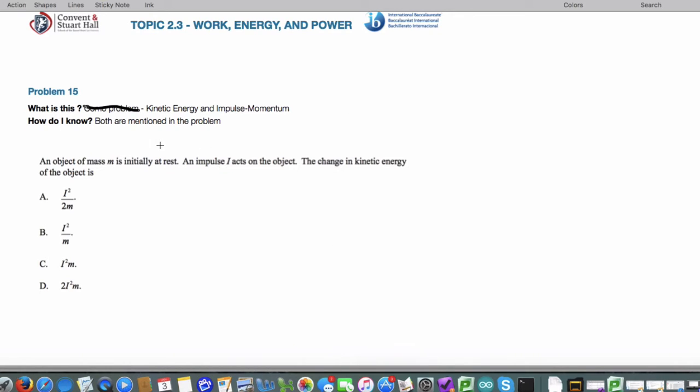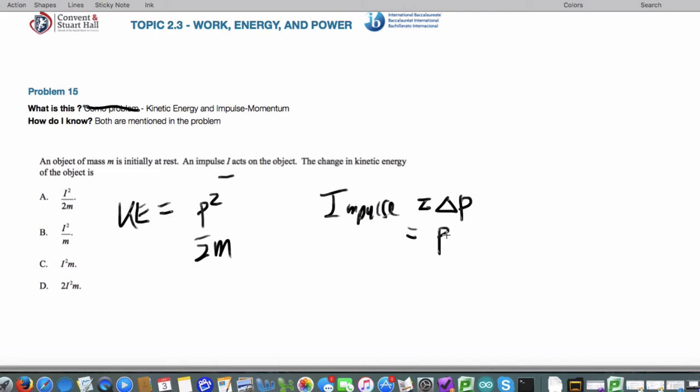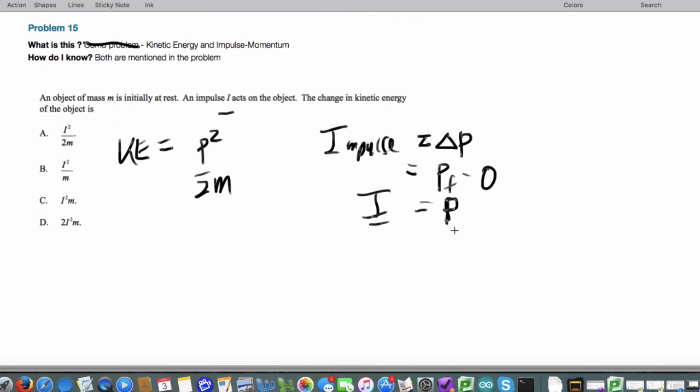Now, we want to know what the change in kinetic energy of this object is if an impulse I acts on it. So let's just remember, kinetic energy, whenever there's momentum or impulse mentioned, is p squared over 2m. So we know that impulse is the change in momentum. And so we're going to go from an initial momentum of 0 to a final momentum, pf, which I'll just call p. And we know that the impulse is equal to I, so we know that the impulse equals this momentum. So that means the kinetic energy is going to be I squared over 2m, and that's how I'm getting choice A.